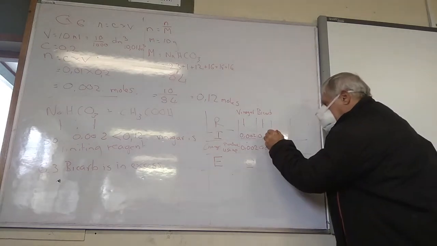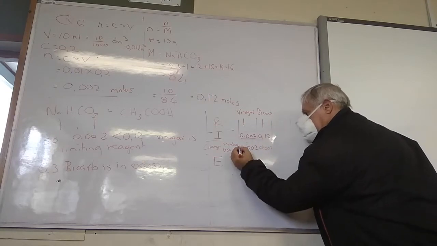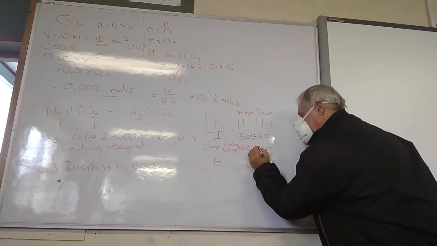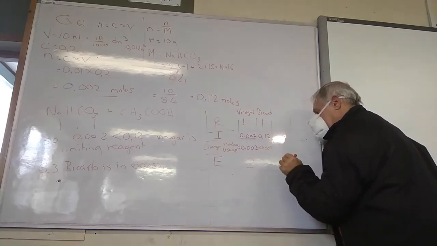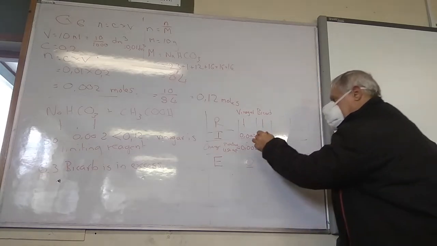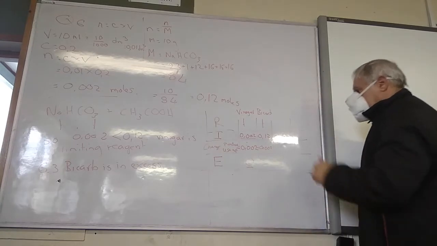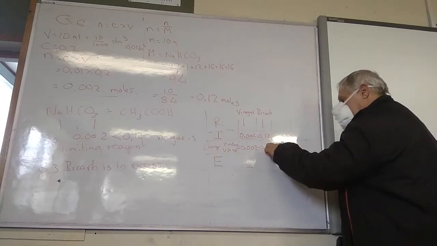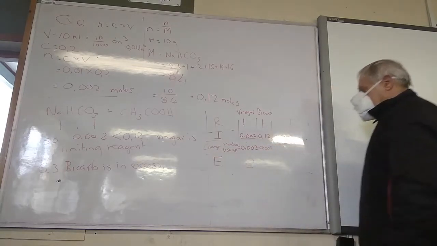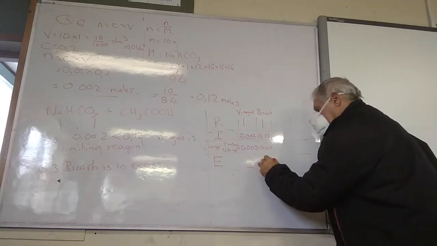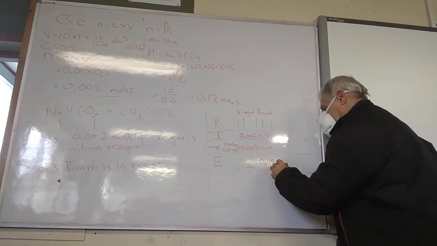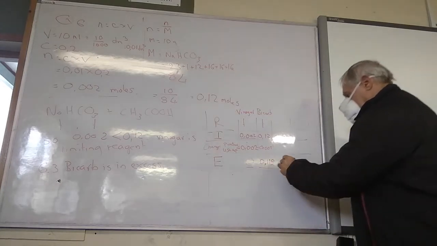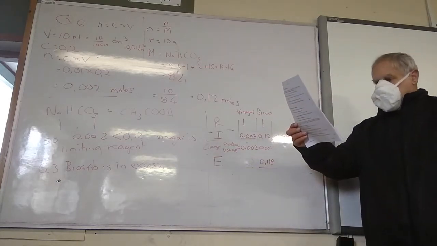So if we start with that, now some people do this, they put a minus for the reactant. So you take that minus that and you get this answer. You take that minus that, you get that answer. So what's 0,12 minus 0,002? 0,118. And there's your answer. That's easy.